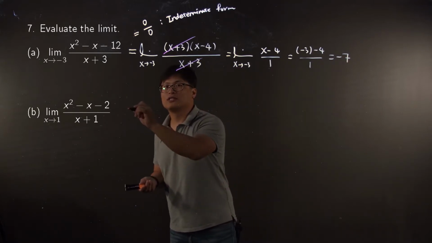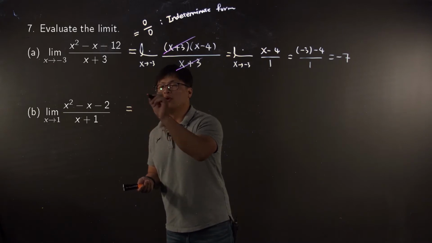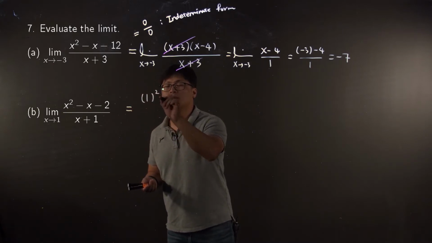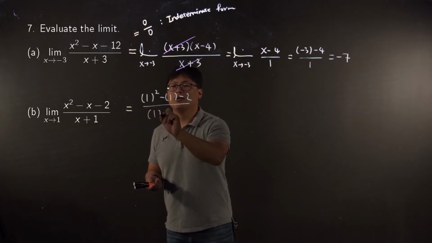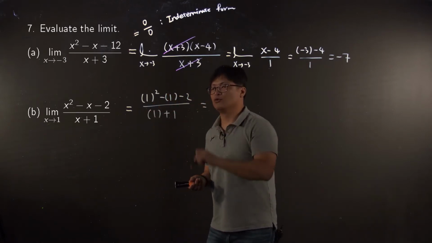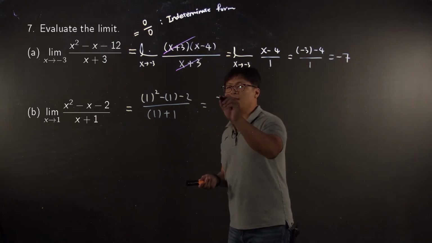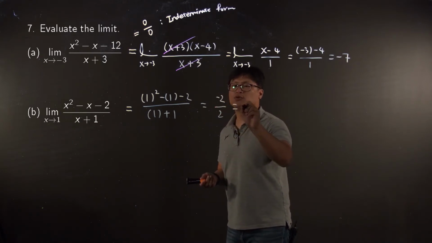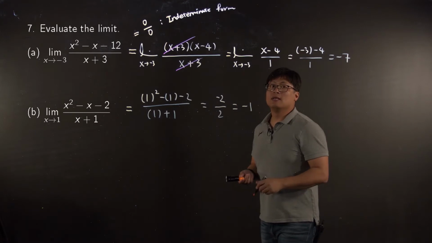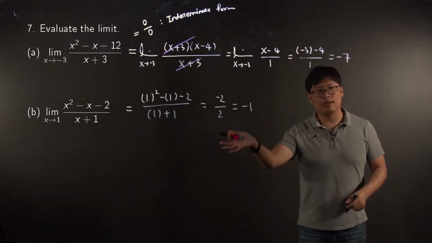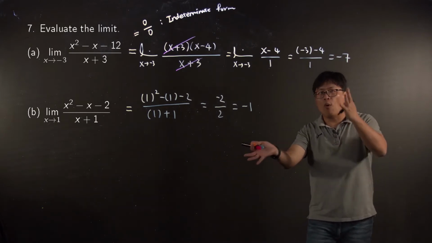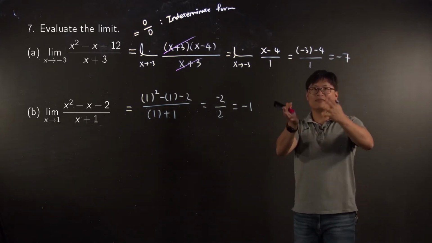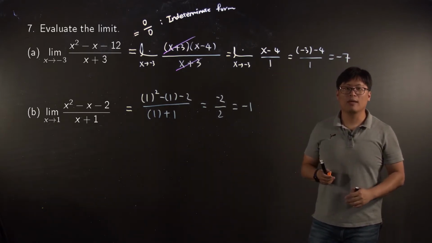So here we go. Just plug in 1. What happened? 1 squared minus 1 minus 2 over 1 plus 1 is equal to -2 over 2, which is equal to -1. So this is the way to evaluate your limit if it's not indeterminate form. But you have to remember why it happened differently in problems A and B.